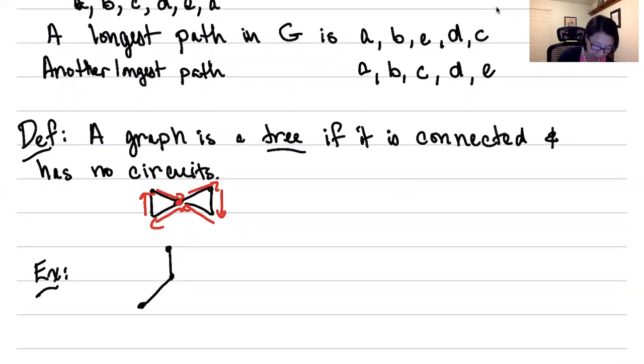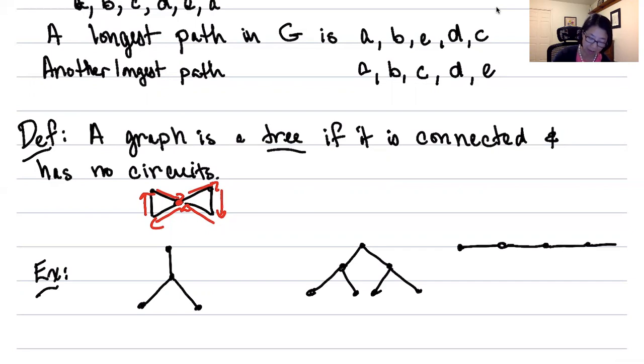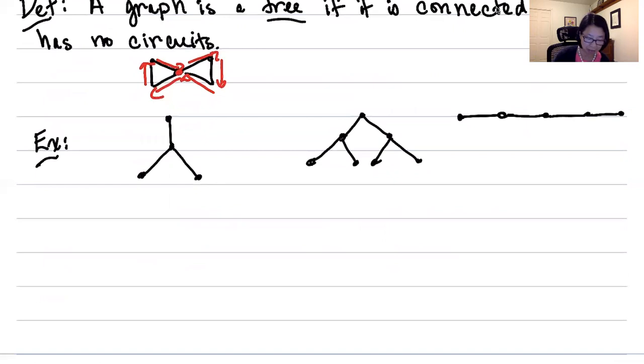Okay, so some examples of trees might look like that. That's a tree. Then this is a tree too. Something that looks like this is a tree. Something that's just like a path is a tree. So these are all trees.